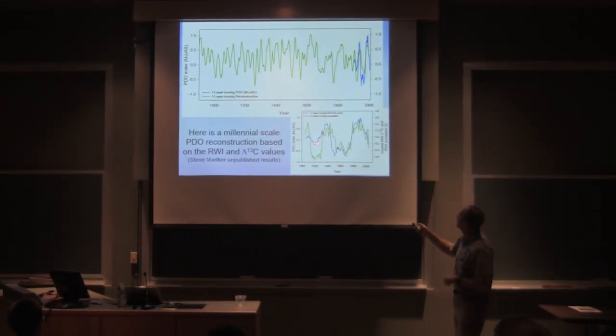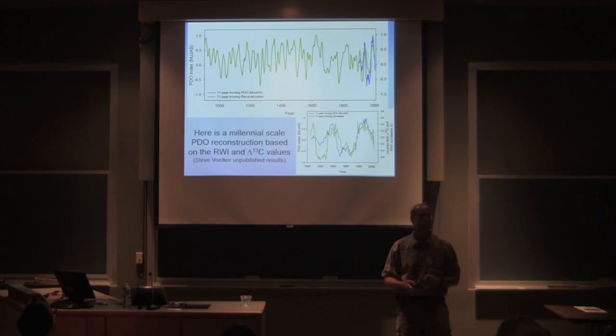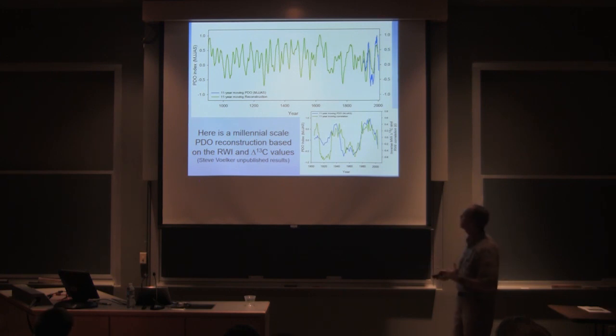Anyway, so PDO. This is the recorded PDO, and this is our correlation, and it's a fairly good one. This is a 1,000-year reconstruction of the PDO using the tree rings, and we always think PDO is about a 30-year cycle, and it seems to be.